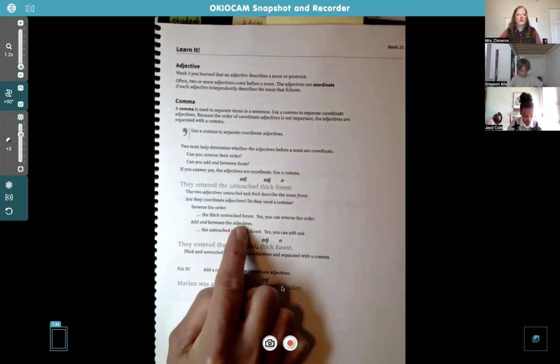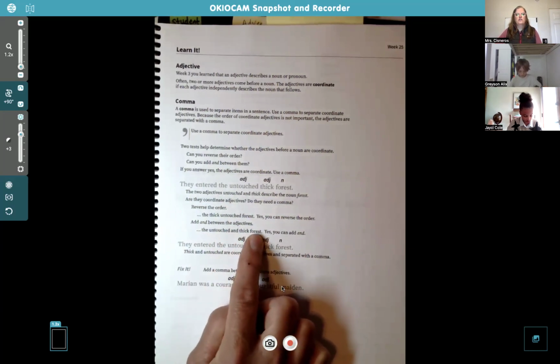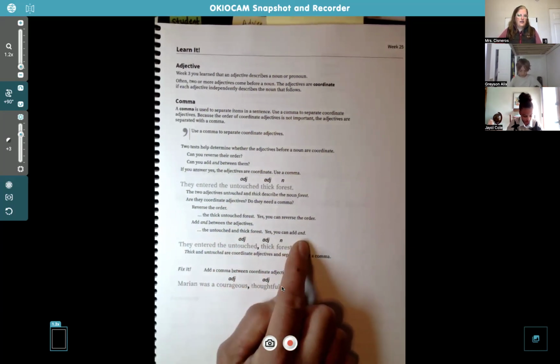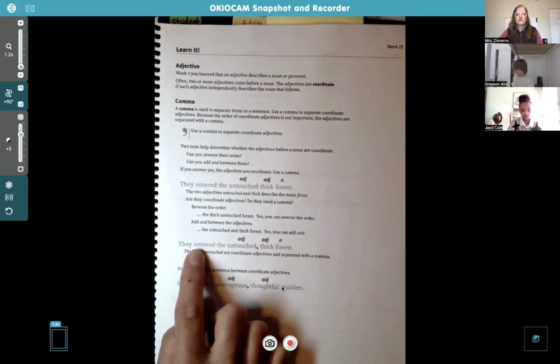Add and between the adjectives. The untouched and thick forest. Yes, you can add and. It still sounds good. So you're listening to how it sounds. When you reverse the words or put and between them, does it still sound okay? For these, the answer is yes. Next week, we're going to learn the other type of adjectives where that doesn't work. Okay, then this will make more sense to you. But for now, you're just going to learn coordinate adjectives.